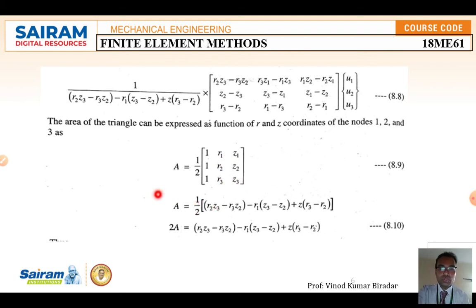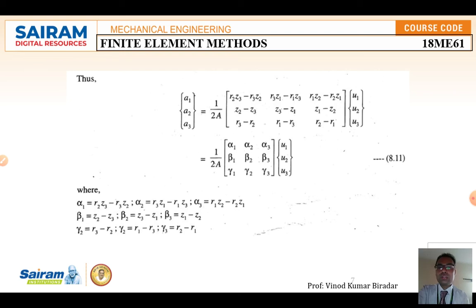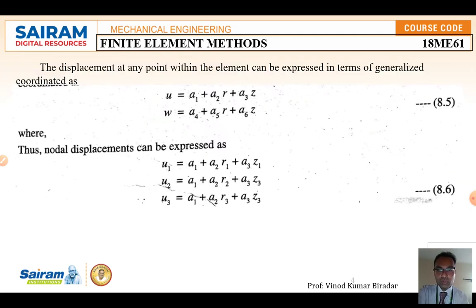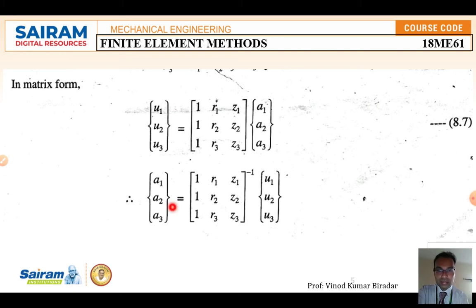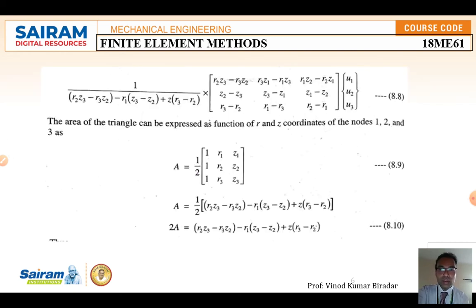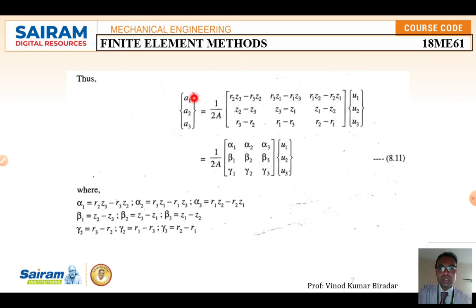Again, in this cross direction, you are going to get the 2A value is equal to r2 z3 minus r3 z2. So this is the 2A value, that is nothing but the area. Simplify the area, because you need to substitute it in the above equation. Now thus the a1 a2 a3 values: we got the values of this, so you have to substitute this value. So a1 a2 a3 is equal to 1 by 2A, substituted in this equation, that is the transpose of that, which is equal to the remaining u1 u2 u3.